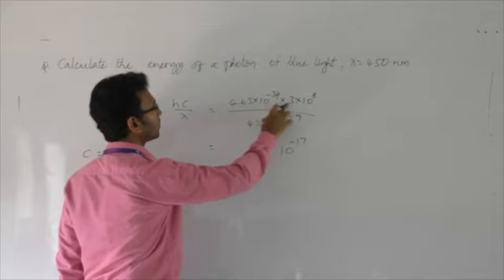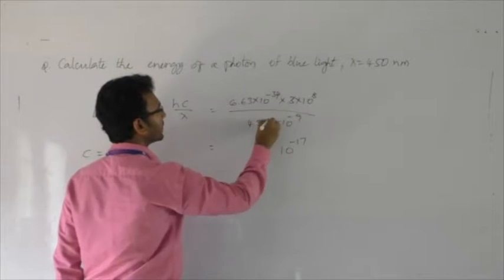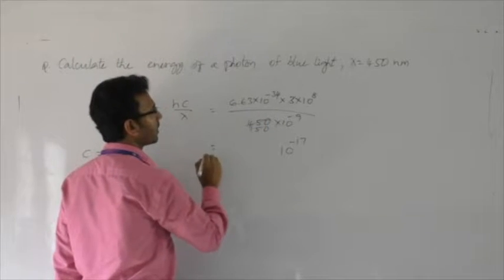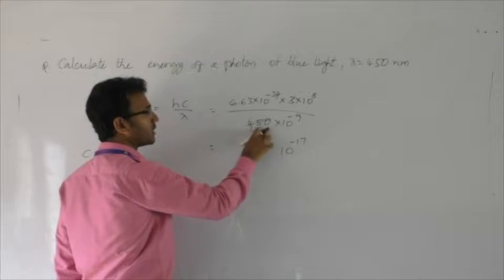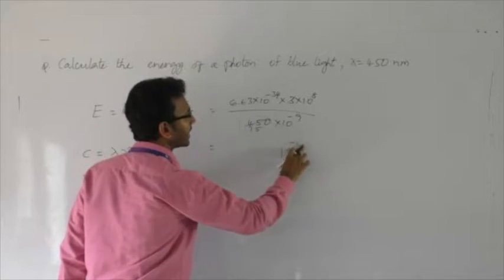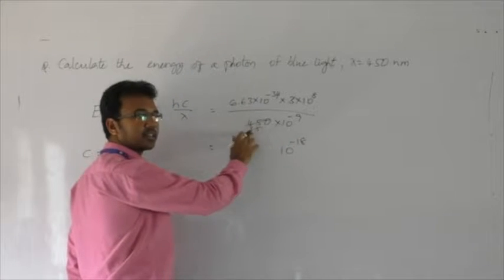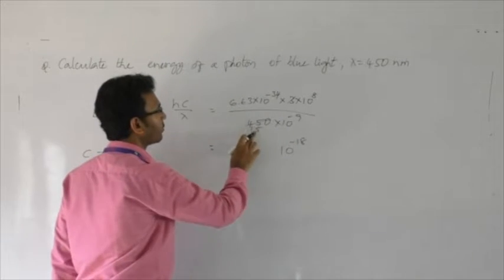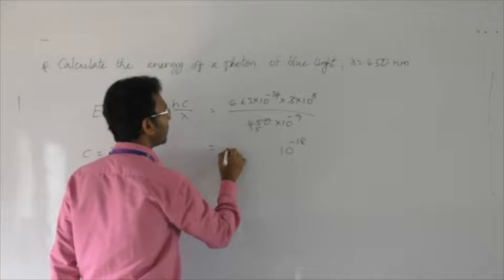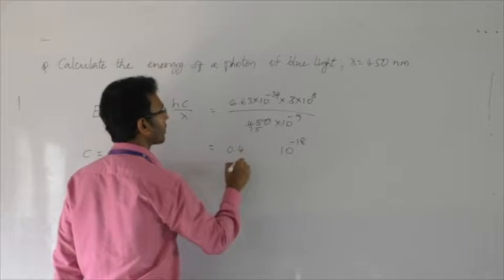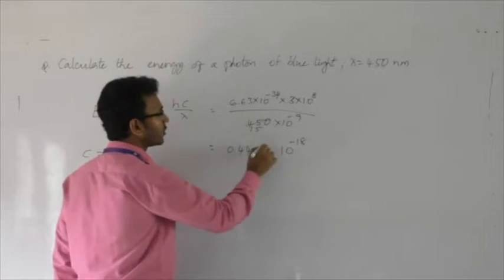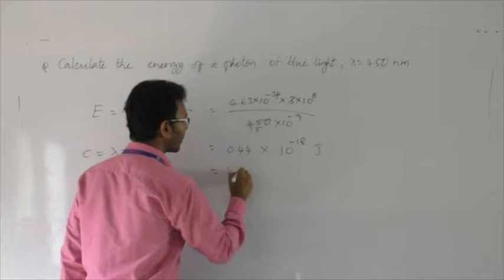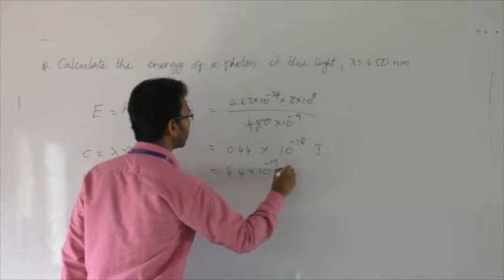Then 3 into, or we can do this, 3 ones are 3, 150. Then 6.63 by 150, or else I can remove this 0 also and make it 10 power minus 18, because this 150 can be written as 15 into 10. Now 6.63 divided by 15 is roughly 0.44 into 10 power minus 18 joules. Or you can write it as 4.4 into 10 power minus 19 joules.